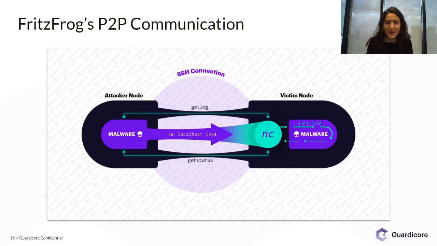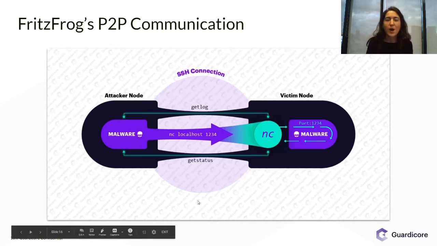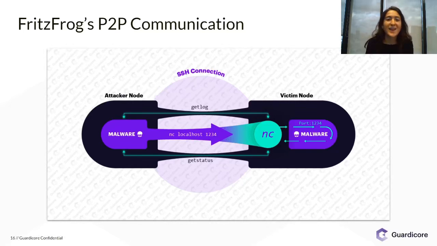So the thing I'd like you to notice here is that if I'm a firewall standing right here in the middle, all I see is standard SSH traffic. I don't see any traffic being done over port 1234 because this traffic only takes place on the victim node on the local host interface. So this is a really nice way to evade firewalls and their basic rules, assuming that this firewall allows SSH traffic.